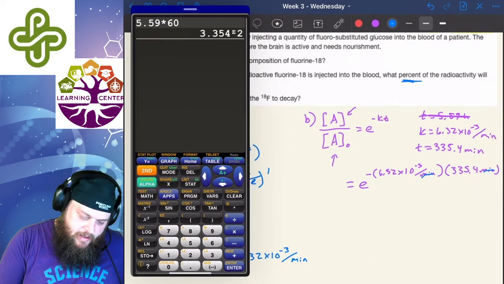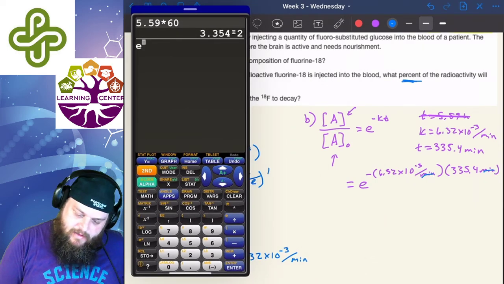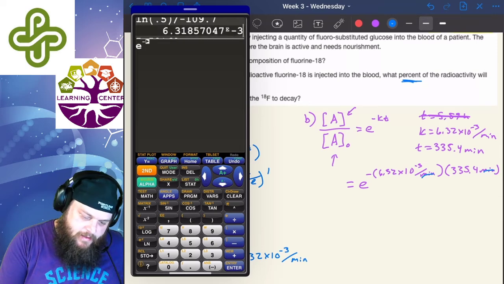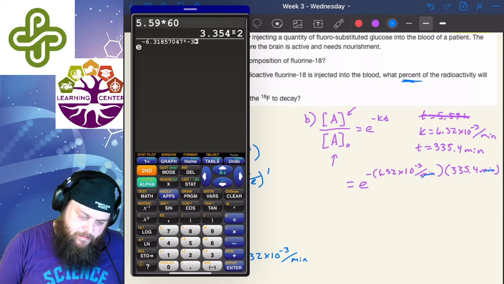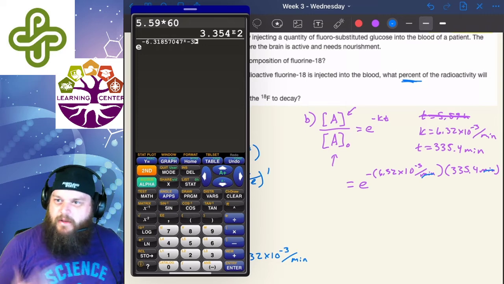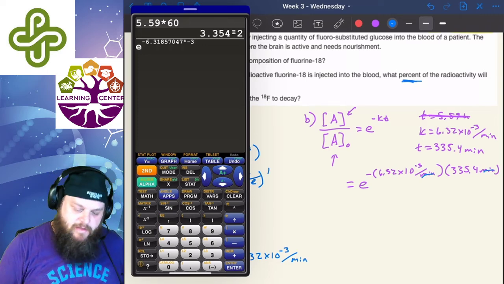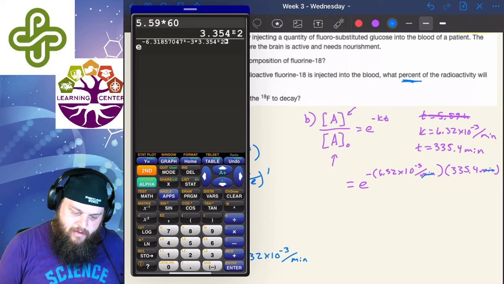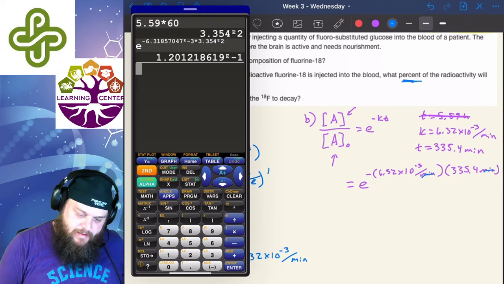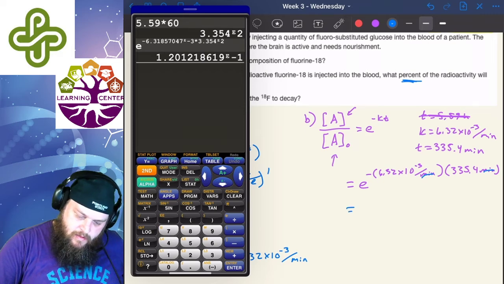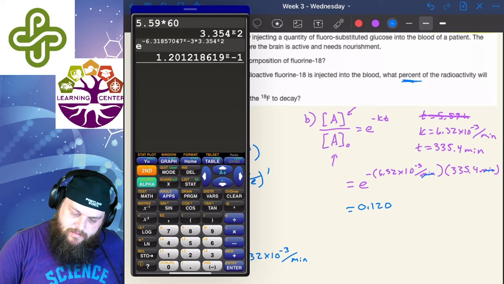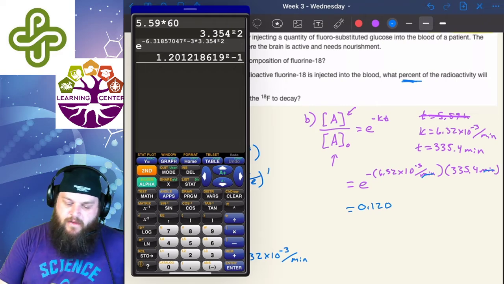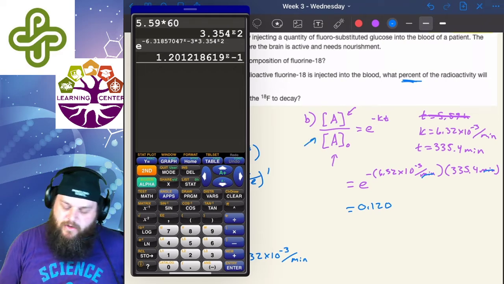So e to the x, to the power of negative... I'm going to go up and actually grab this value. I don't like rounding errors, so anytime I have a value in my calculator, I use it. Multiply that by this value here, and that's going to equal 0.120. That is the concentration, or the ratio of the concentrations.